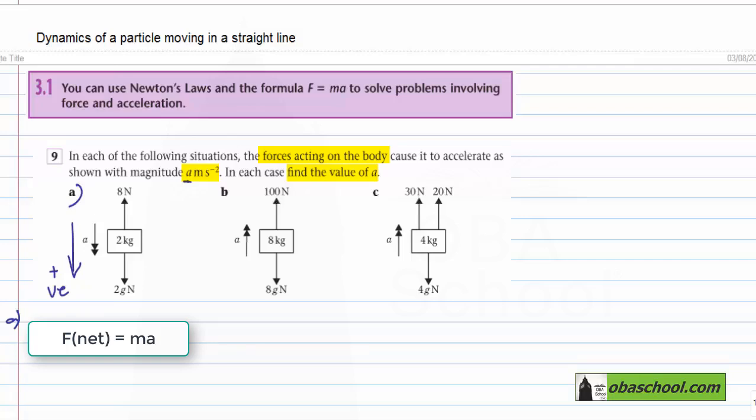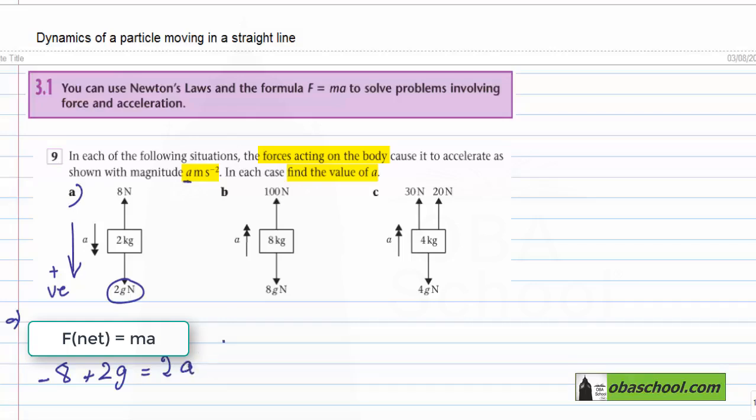In this case, there are several forces acting on the object. There is the 8 newtons force acting upwards, opposite to the positive direction, then it is negative 8. There is 2g downwards along the positive direction, then this is plus 2g. G is the gravitational acceleration. And this equation is equal to ma. A is the unknown acceleration, and m is the mass of 2 kilograms that's multiplied by a as follows.